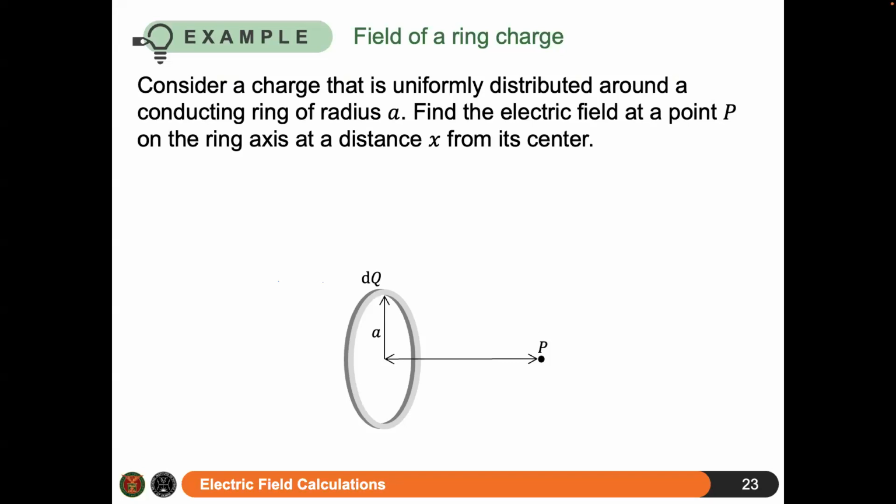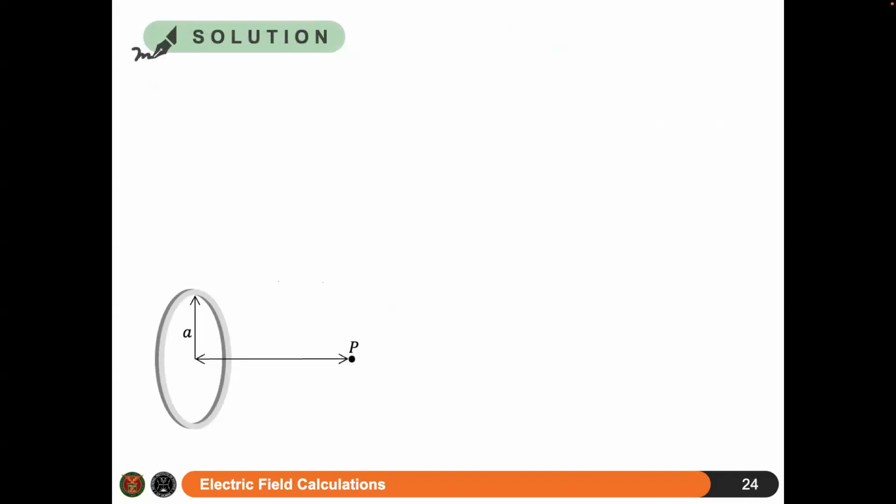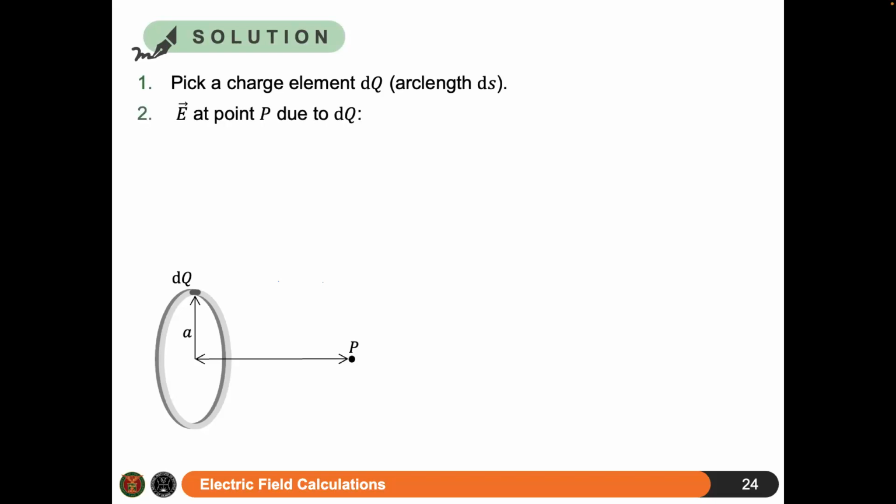Now let's consider a ring charge with a uniformly distributed charge dq around a conducting ring of radius a. Find the electric field at point P on the axis of the ring at a distance x from its center. Okay. So again, we pick a charge element dq. Now this will have a length, imbis na dx or dy, meron siyang arc length ds. And meron siyang corresponding electric field at point P given by that magnitude and this direction.